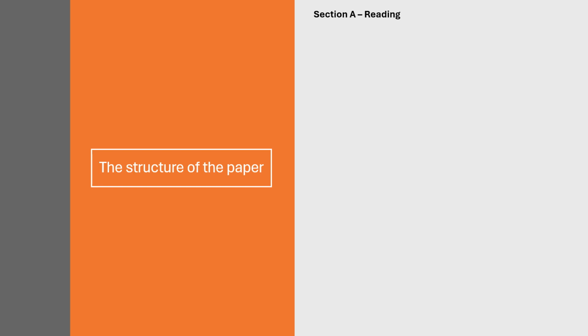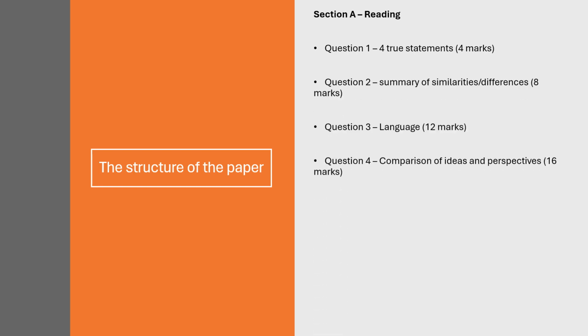This is Section A. It's called the reading section. You are required to respond to 2 extracts, unlike paper 1 where it's only 1 extract, and then you answer 4 questions on those extracts. And the questions are structured like this. Question 1 asks you to identify 4 true statements about one of the sources. That is worth 4 marks.